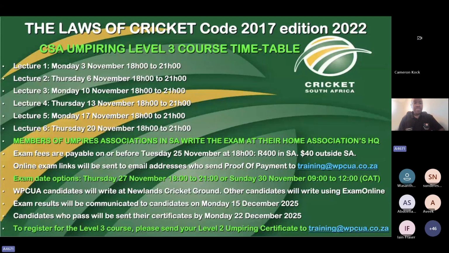But if you are a member of an umpires association in South Africa, not Western Province Cricket Umpires Association, then you will be writing your level 3 exam at your home association on the day and time specified by your umpires association, not specifically these ones. These dates and times are specifically for Western Province Cricket Umpires Association. So our members will write hopefully at Newlands.